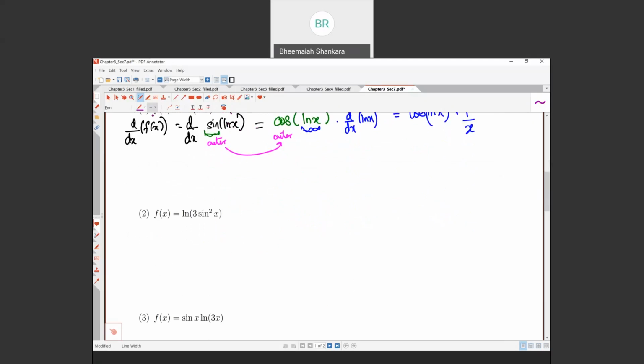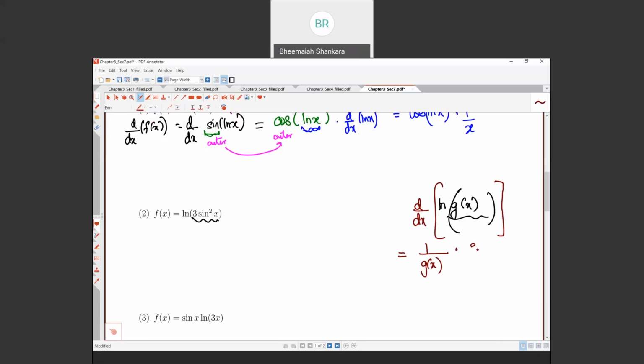Next is natural log of 3 times sine square x. So you have to read this as natural log of g of x. G of x can be compared to 3 sine square x. So the formula says, we did discuss 4 formulas when we started this section. So if you are deriving natural log of the function g of x, all you do is first do 1 over g of x. Natural log of any function is 1 over the same function. So you write 1 over g of x.